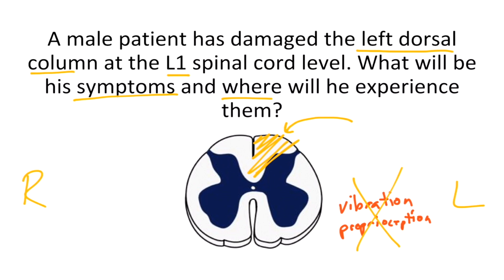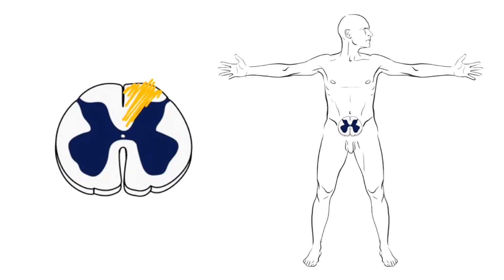So let's quickly review the pathway of the dorsal column by looking at a diagram of the man as well. So again, the man has damaged the left part of the dorsal column at the L1 spinal cord level. And recall, by looking at the L1 spinal cord level on the man, that sensation comes in through the dorsal root ganglion, travels up the dorsal column, all the way up until the tract reaches the medulla, and then it synapses, and then there's a decussation that travels up to the VPL of the thalamus, and then to the somatosensory cortex. So we'll just write cortex.